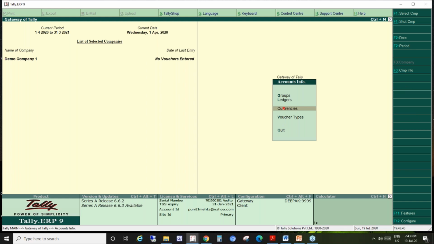In Accounts Info, we get this option, Currency. Had I not activated it in F11, I would not have got this option of currencies. What does this give me? It gives me multiple things: create, display, alter, and rates of exchange. These are all different options. Let us understand a few of them one by one.